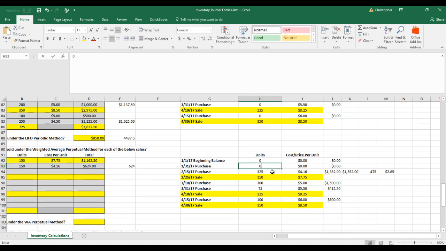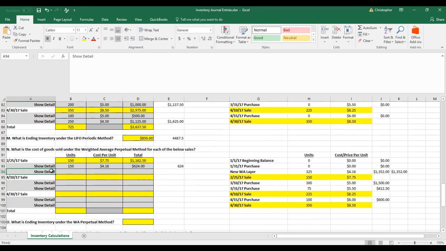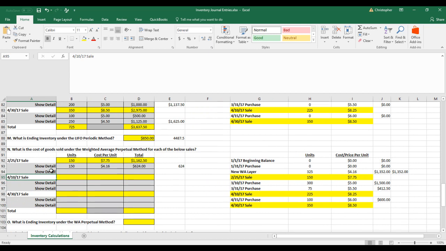What I'm essentially doing is destroying those remaining layers and bringing us back to our remaining 325 units at 416 per unit. So that's essentially what happens: we destroy the original layers and we have one new layer in its place. So I'm just going to call this the new weighted average layer. Now with Perpetual, we do this every time we have a sale. So 410, we have a new sale, 225 units at $8.25 per unit.